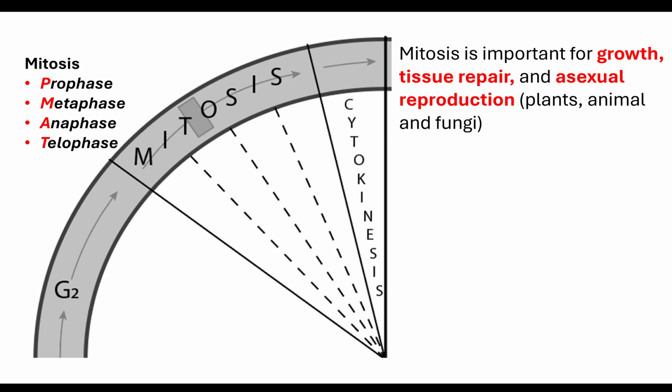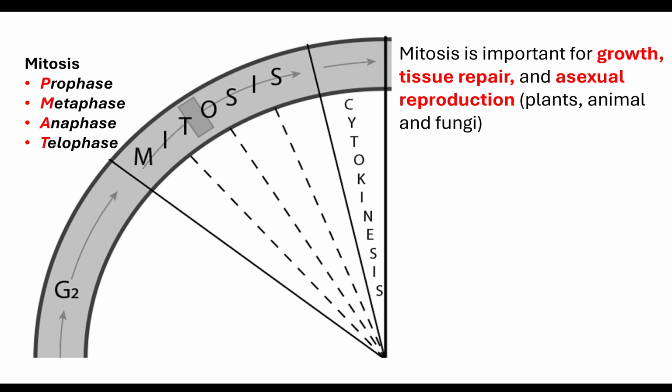Now, before I talk about meiosis, I want to take you back to mitosis. If you haven't already checked out my video on mitosis, then please do check that one out. But just as a quick recap, mitosis we know is important for growth, for tissue repair and asexual reproduction. And mitosis we know has 4 phases to it: prophase, metaphase, anaphase, telophase. And at the end of mitosis, we end up with 2 genetically identical daughter cells.